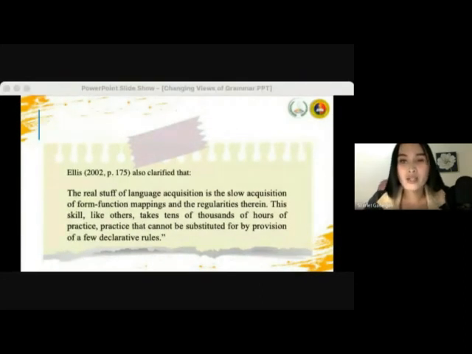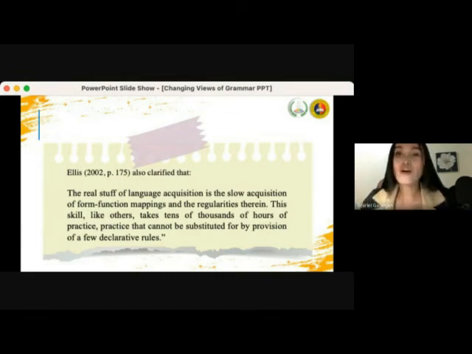So here the contention of Ellis in that particular slide is not to deny the role of explicit instruction. Okay, so Ellis is right in saying that the real stuff about language acquisition is the slow acquisition of form-function mapping. So you can understand that it takes time for students to absorb and master one structure particularly. And this skill, like others, takes tens of thousands of hours of practice that cannot be substituted by provision of a few declarative rules.